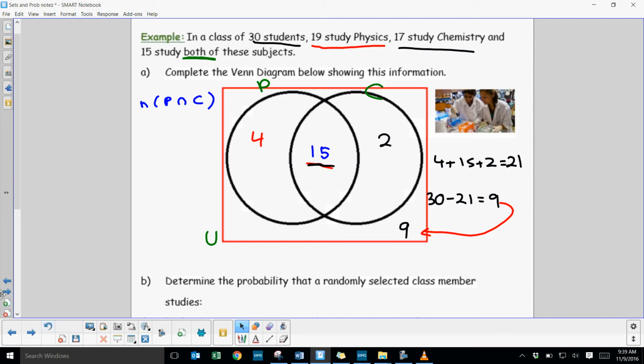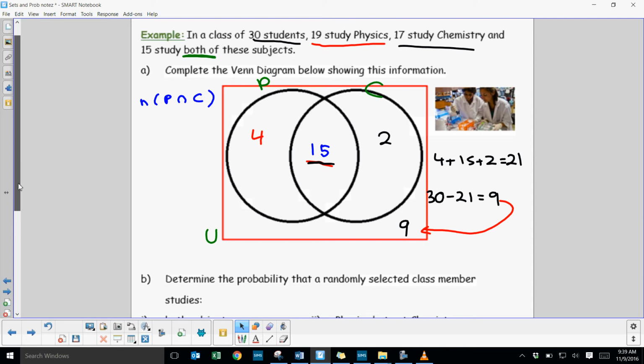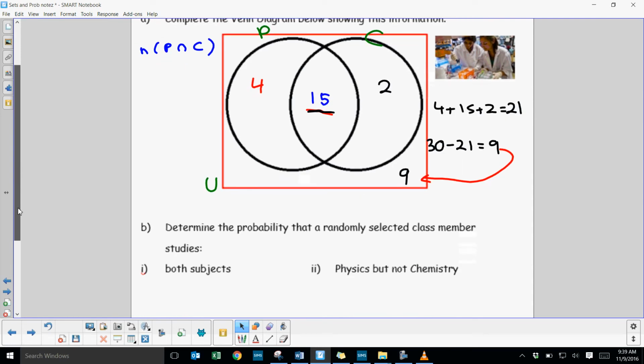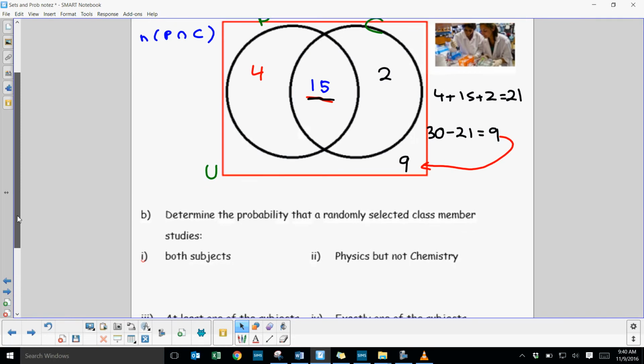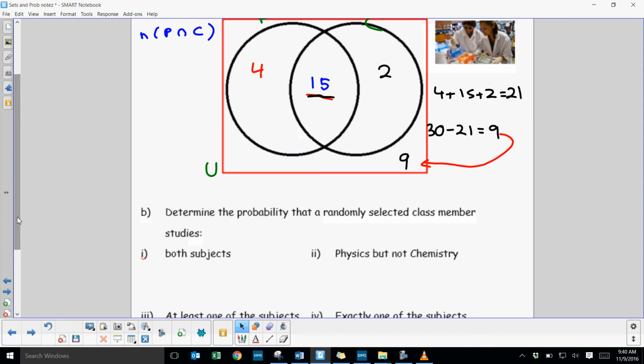Then we're asked to answer a number of questions relating to that. So, question B. Determine the probability that a randomly selected class member studies both subjects. So this is pretty nice. You've just got to make sure you're paying attention to what the question is asking. Both subjects, they just mean they intersect. So of course that is 15.